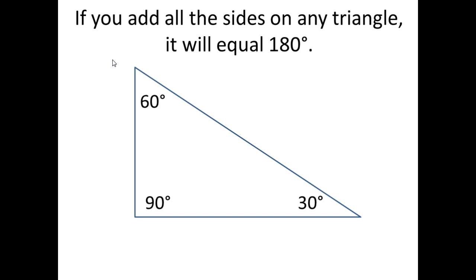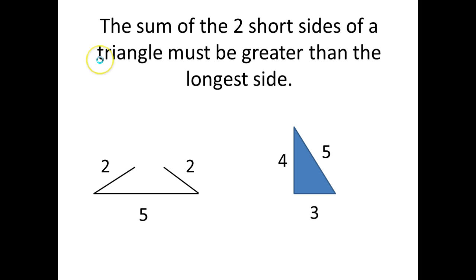This video should help you with naming triangles two different ways. Here's some cool facts about triangles. First fact is if I add up all the angles in a triangle, it will always add up to 180 degrees. So in this particular example, 90 plus 60 plus 30 is 180.